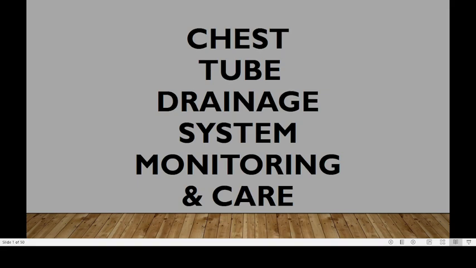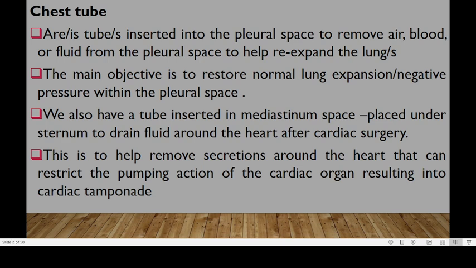Today we are going to look at chest tube drainage system monitoring and care. So we shall be looking at chest tube management. And this simply involves the act of monitoring the chest tube and the drainage system, ensuring that the tube is secure while addressing any issue that can arise while the patient is on the chest tube.